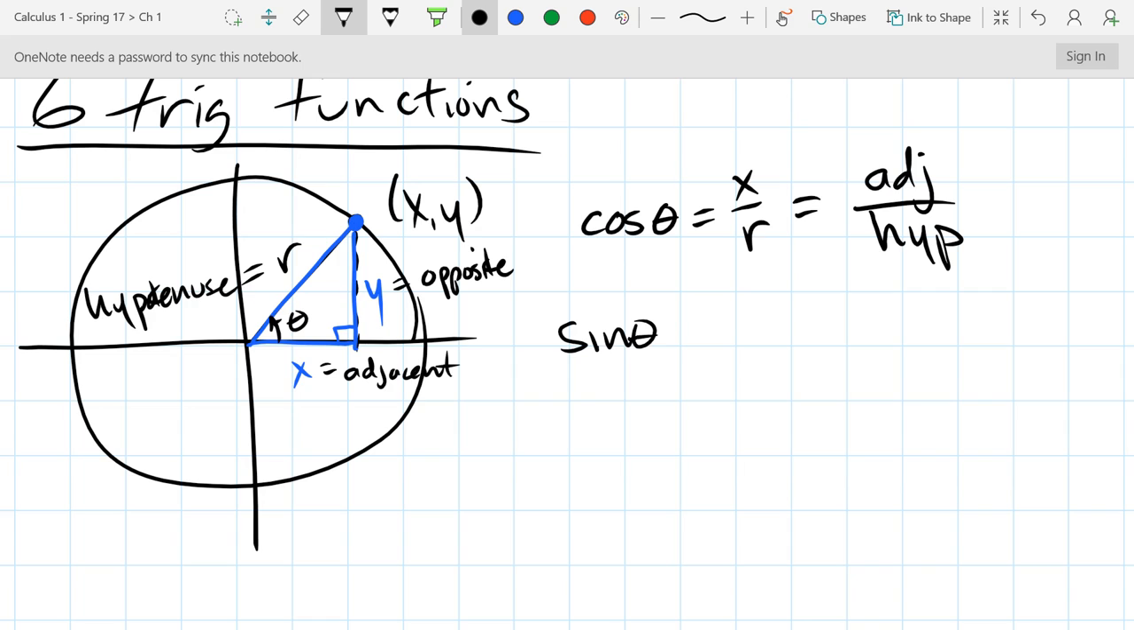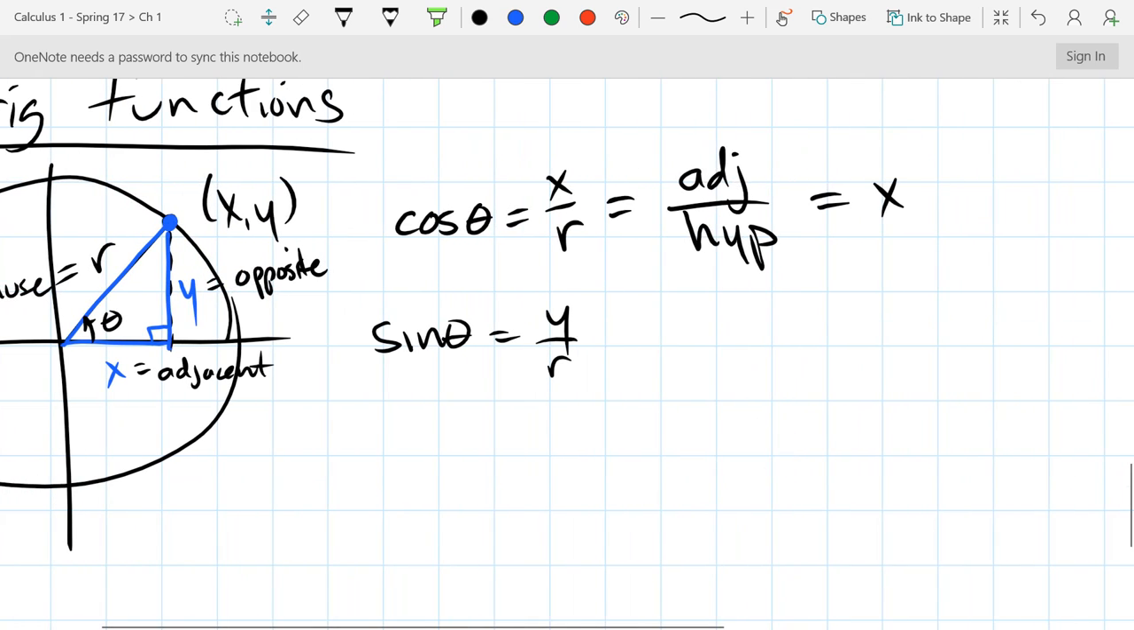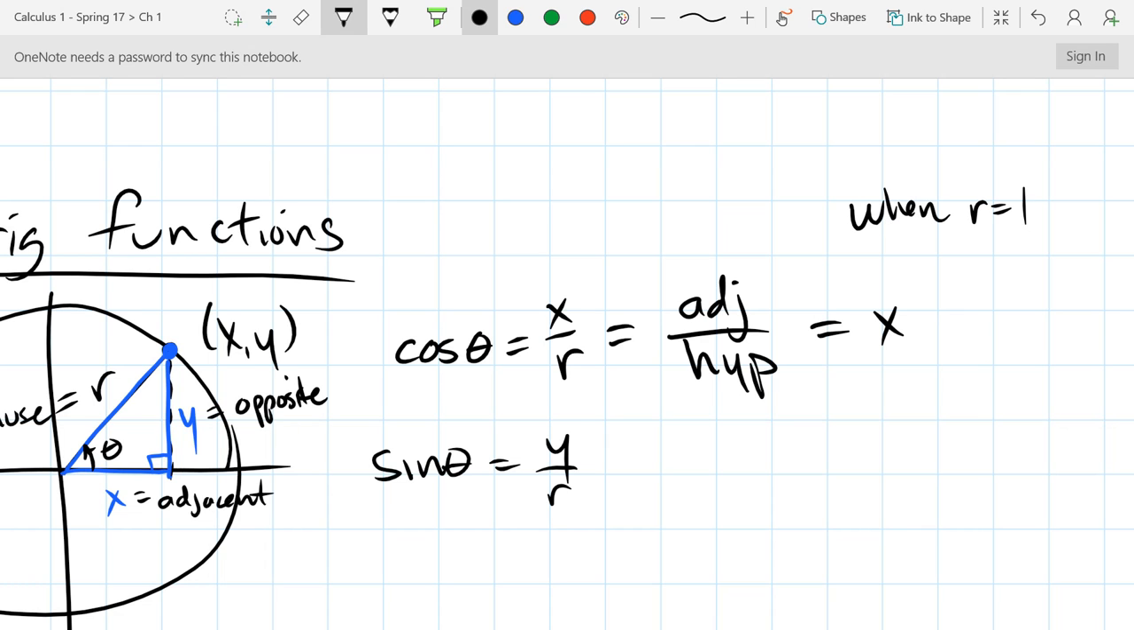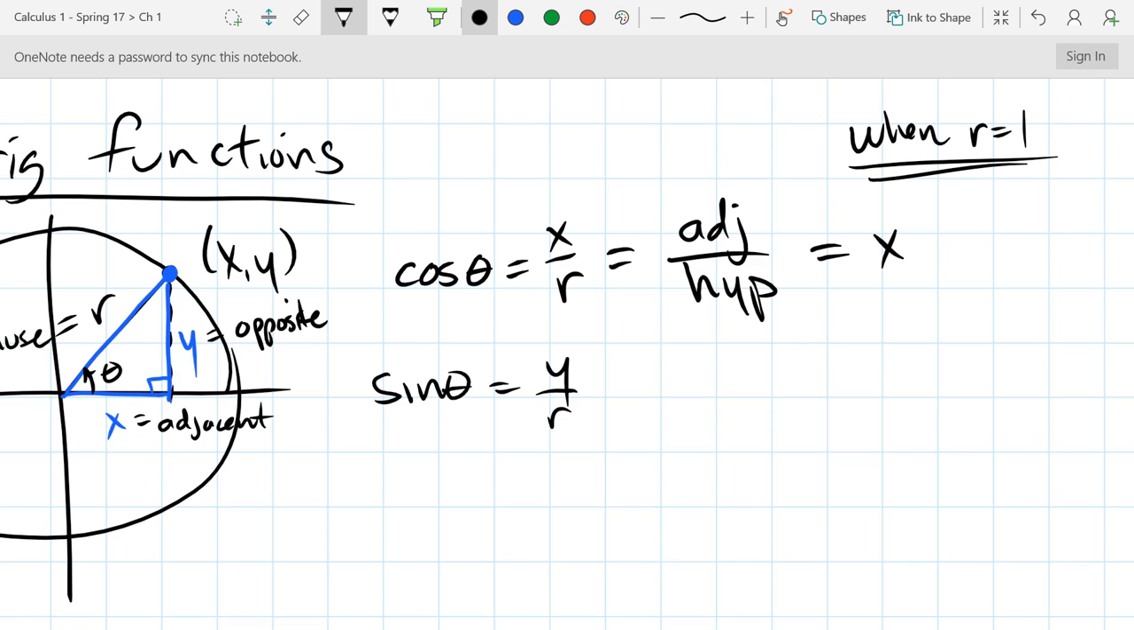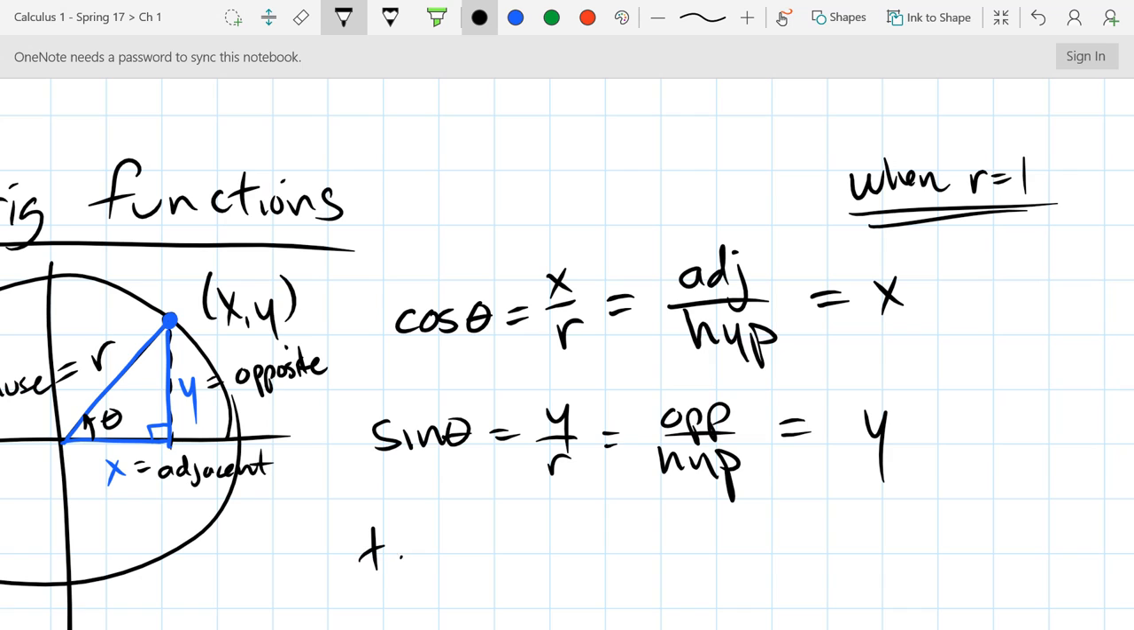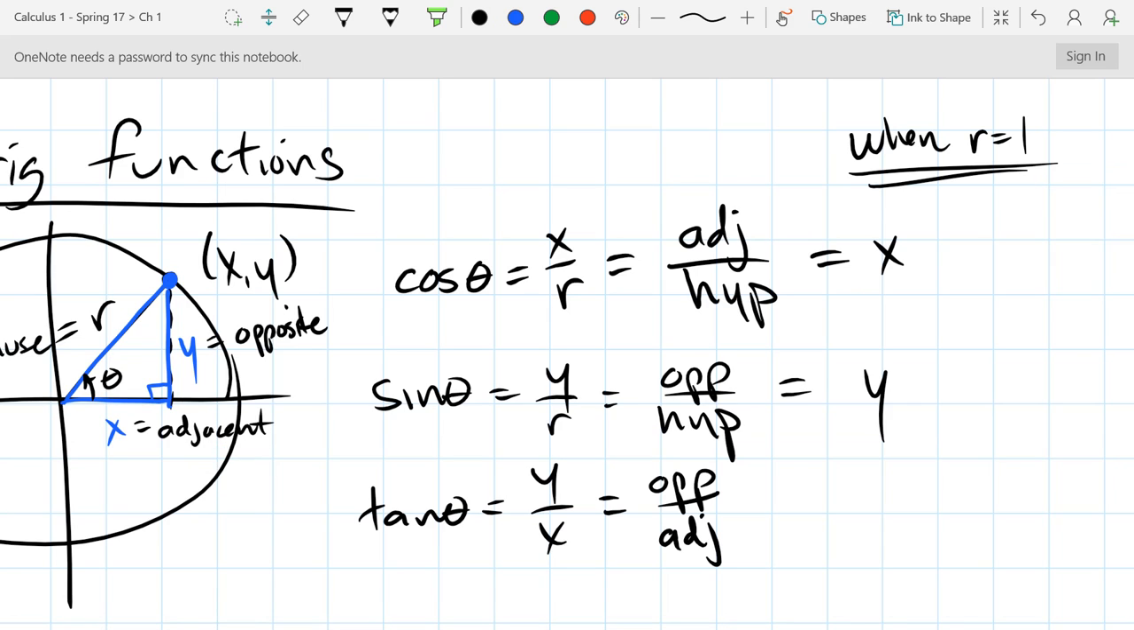Sine is y over r. And when r equals 1, you don't need to write the r anymore, because x divided by 1 is just x. So cosine is just x when r equals 1. And when r equals 1, sine is just y. Tangent is y over x, which is opposite over adjacent. And there is no r in there at all, so when r is 1, nothing changes on tangent. It's just y over x.